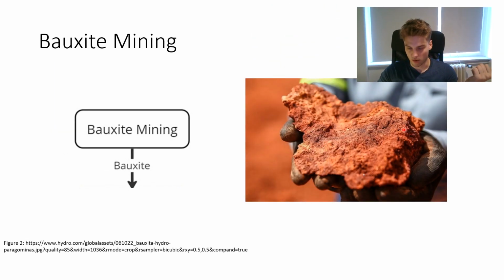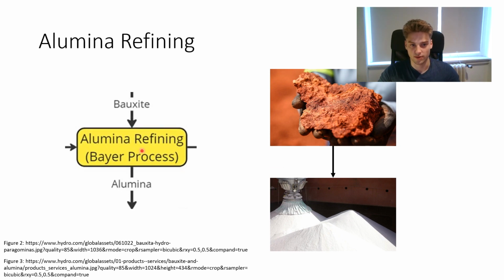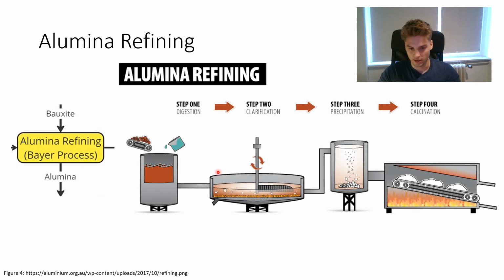So then we have our bauxite, our red raw material, and we want to produce alumina now. Alumina is like the transition point between bauxite and aluminum, and we do that during the alumina refining process. This alumina refining process is typically done by the Bayer process, which looks a bit like this. Don't worry, we don't have to cover all of these steps. What you have to know is this bauxite gets in, gets treated, and comes out as this white powder.